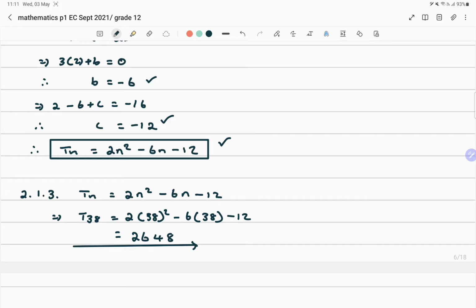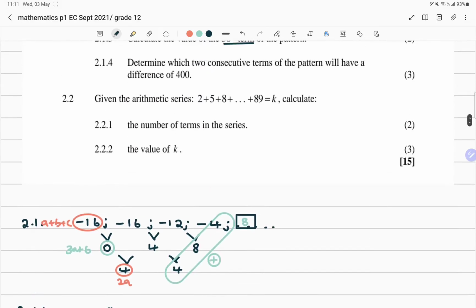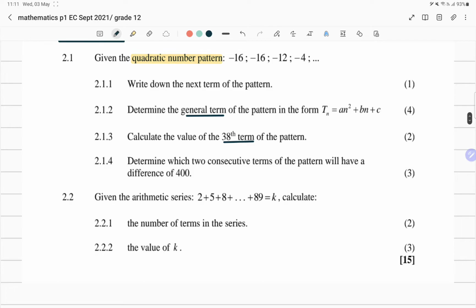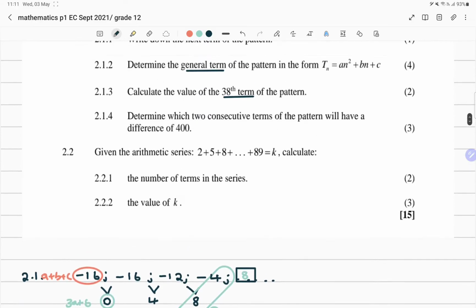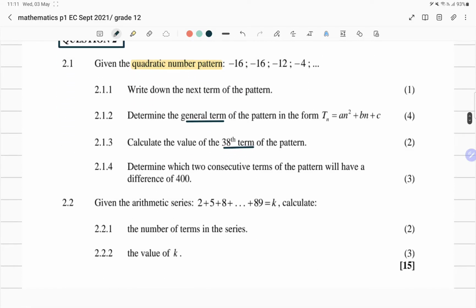Alright, so what do you do here? Usually 2 marks, correct substitution and the answer. But at times they can give you just 1 mark. They can be that cruel. Sometimes they are not very lovely. Okay, it says now determine which 2 consecutive terms of the pattern will have a difference of 400.